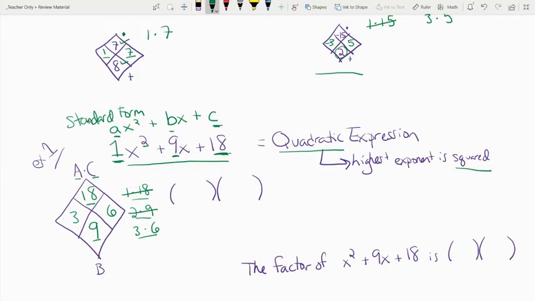Now, this next part is super, super important. What we're always going to do is take these two numbers and divide them by a. You're going to divide by ax, not x squared, just ax. And what was a? A is 1. So I'm going to divide 3 by 1x, and I'm going to divide 6 by 1x.